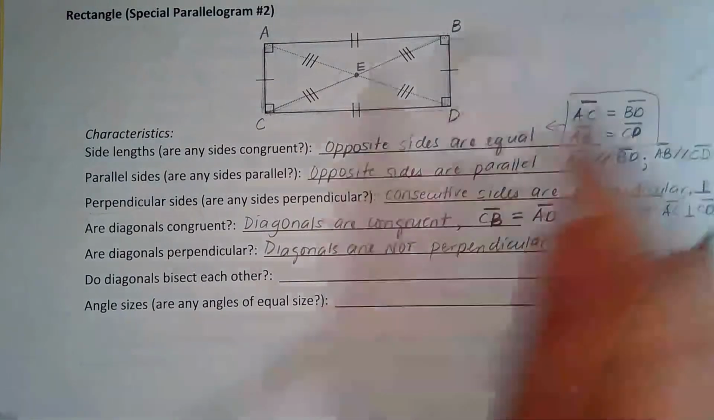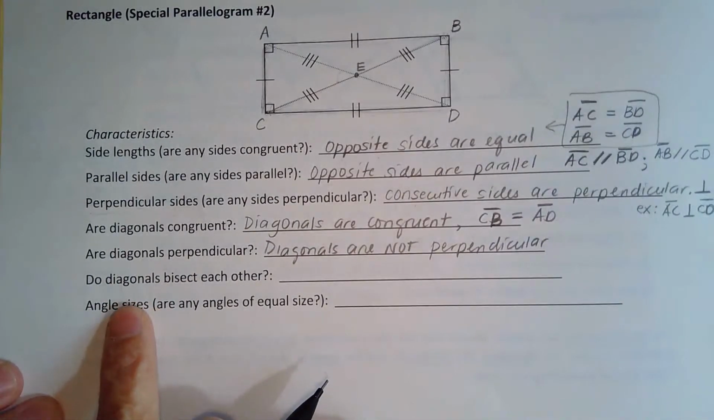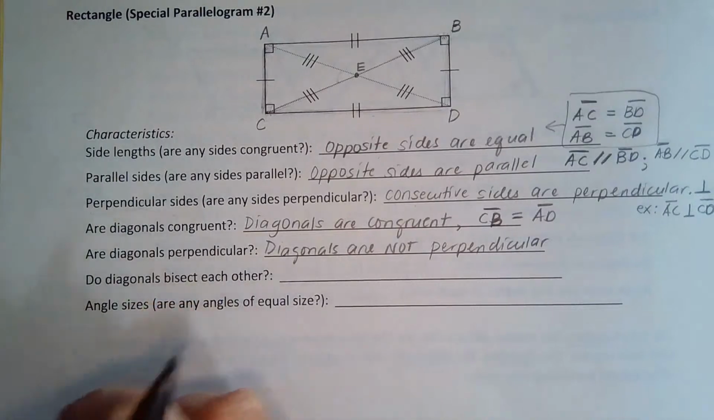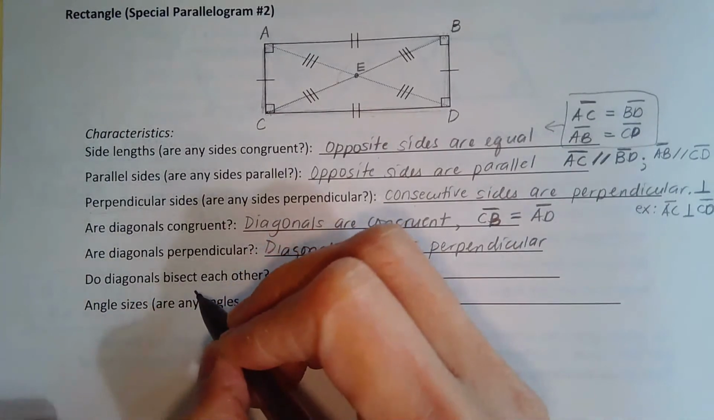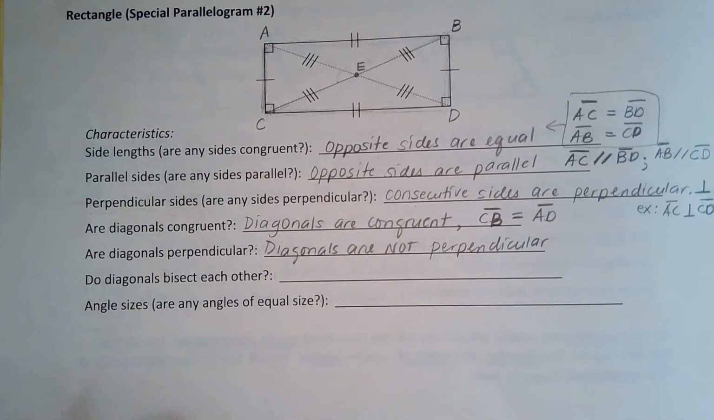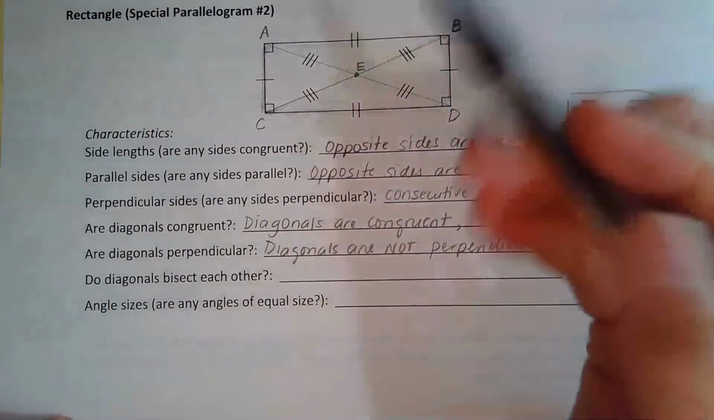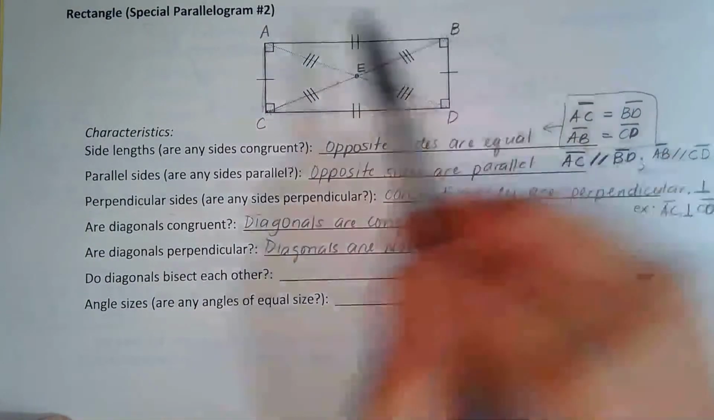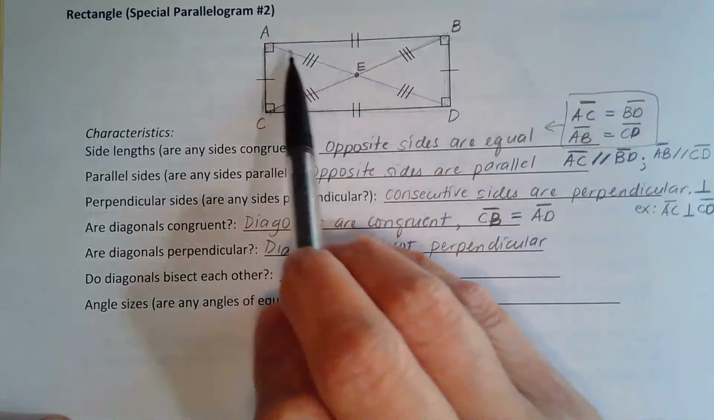Okay. And then what about these ones? Do the diagonals bisect each other? The word bisect means to cut into two parts equally. So not just cutting it into two parts, but cutting it in a way that it's equal on both sides. So this diagonal in here actually cuts AD in equal parts.